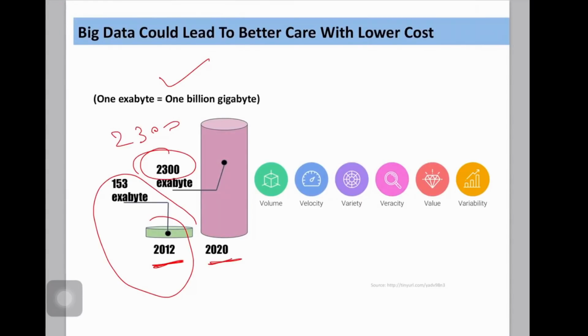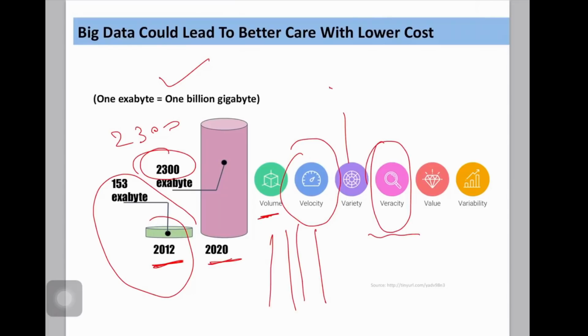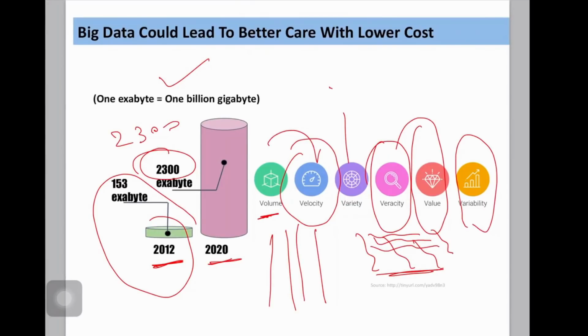On top of that, the data we get has volume, and velocity, meaning it's increasing very, very fast. And variety, with different kinds of data: some image data, some audio data, some video data. And different sources of data, some authenticated, some not very authenticated. Some data has more value, some has less value, and there is variability of the data. So we have these 6 Vs, which is called the 6V of big data.